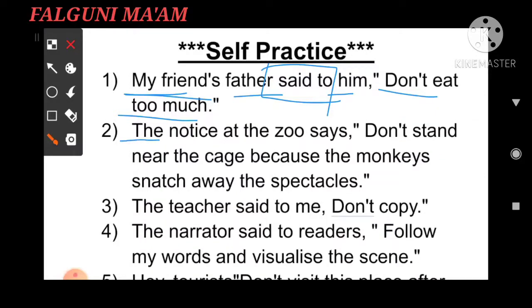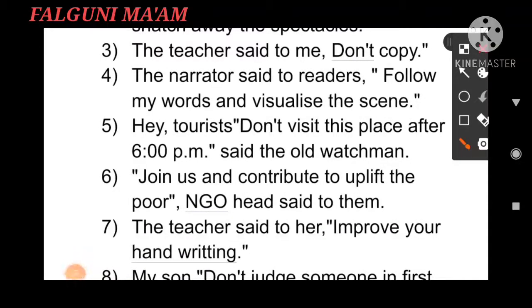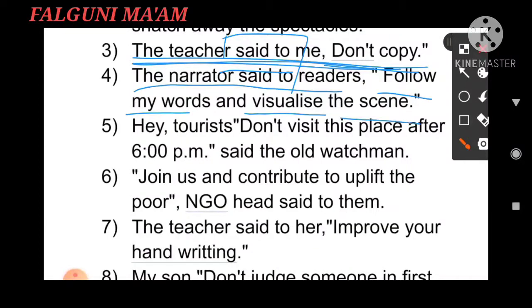The notice at the zoo says, don't stand near the cage because the monkeys snatch away the spectacles. So almost minor changes are here. The teacher said to me, don't copy. Now this one is advice. Here you have a clear reporting verb: the teacher said to me, don't copy, so instructed. The narrator said to the readers, follow my words and visualize the scene. Hey tourist, don't visit this place after 6 p.m., said the old watchman. Now you have the speaker, the old watchman. Who is the listener? Tourist, because he is addressing someone. To whom did he address, or who are the listeners? Tourist.